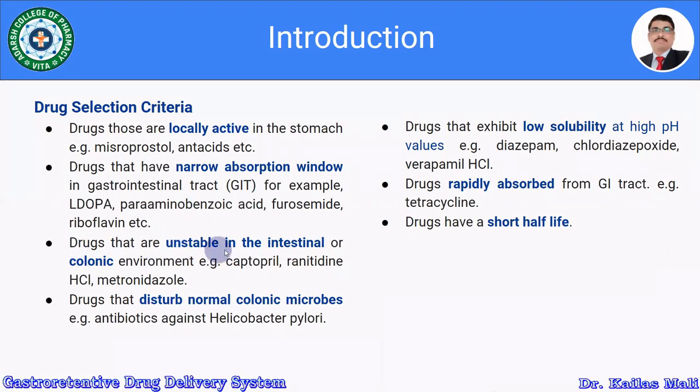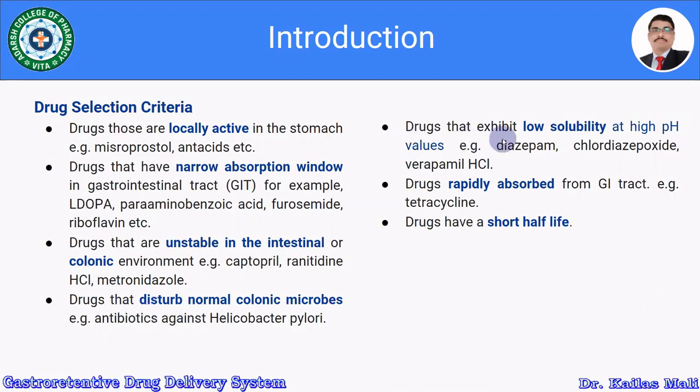Drugs that are unstable in the intestinal or colonic environment, for example, captopril, ranitidine, and metronidazole. These are a few drugs which are unstable either in the intestine or colon, and these drugs are more suitable for the gastroretentive drug delivery system. Drugs that disturb normal colonic microbes, for example, antibiotics against H. pylori. So certain antibiotics are also suitable for the gastroretentive drug delivery system.